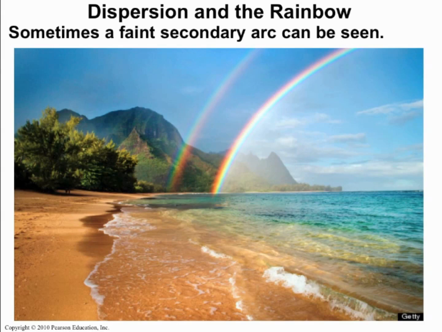Now, sometimes a faint secondary arc can be seen, and the reason this happens is because there's a double refraction. All right, so look how we see the main rainbow here, and the order of colors from violet to red. Like on the right side, it's the violet side, and the left side is the red side. Well, notice on the secondary one, it's the opposite. It's switched. I'm going to explain both why there's a double and why it's switched.